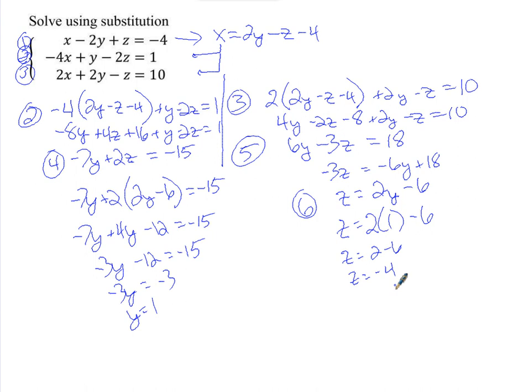Now we plug it into x, and we can use this equation right here, all the way back at the very top when we solved for x in the first place. X equals 2 times y, which is 1, minus z, which is negative 4. Be very careful, make sure you're using parentheses as you substitute, and then minus 4. So x equals 2 plus 4 minus 4, which means x equals 2. So my answer is 2, 1, negative 4.